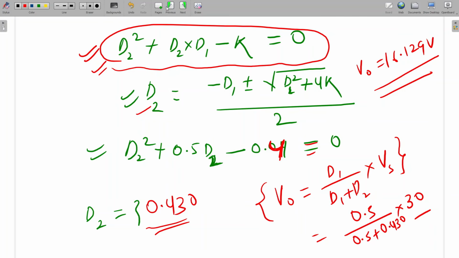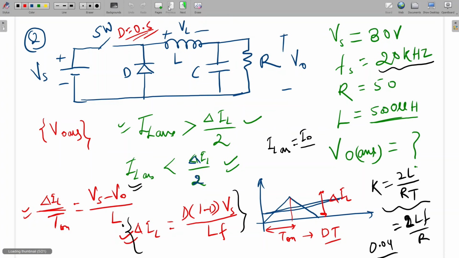Or anyone have doubt, they can ask. Again, I will explain. So here, one question also we can do. What will be the average switch current or those things? Directly we can relate.